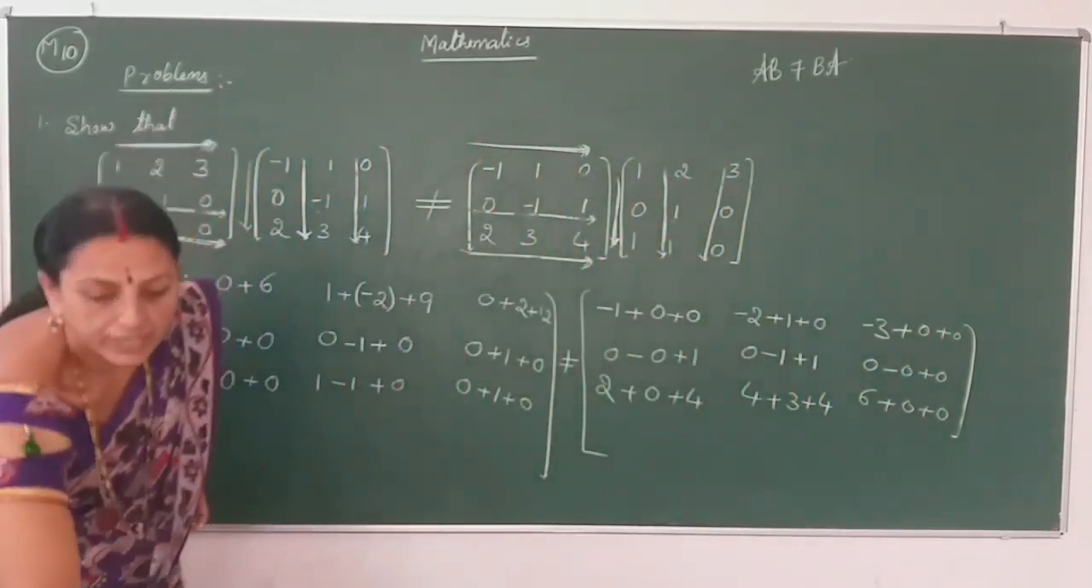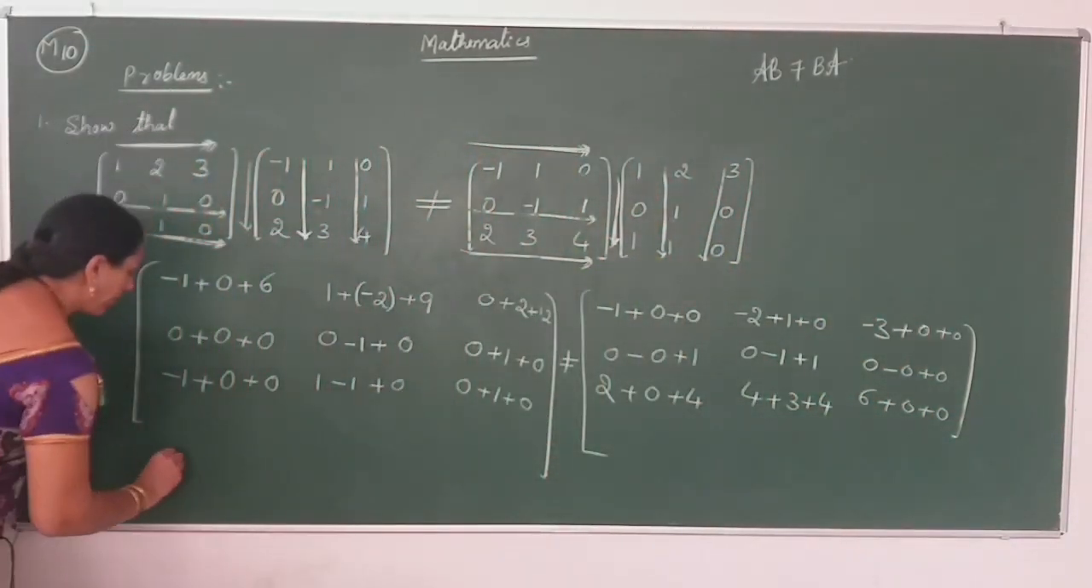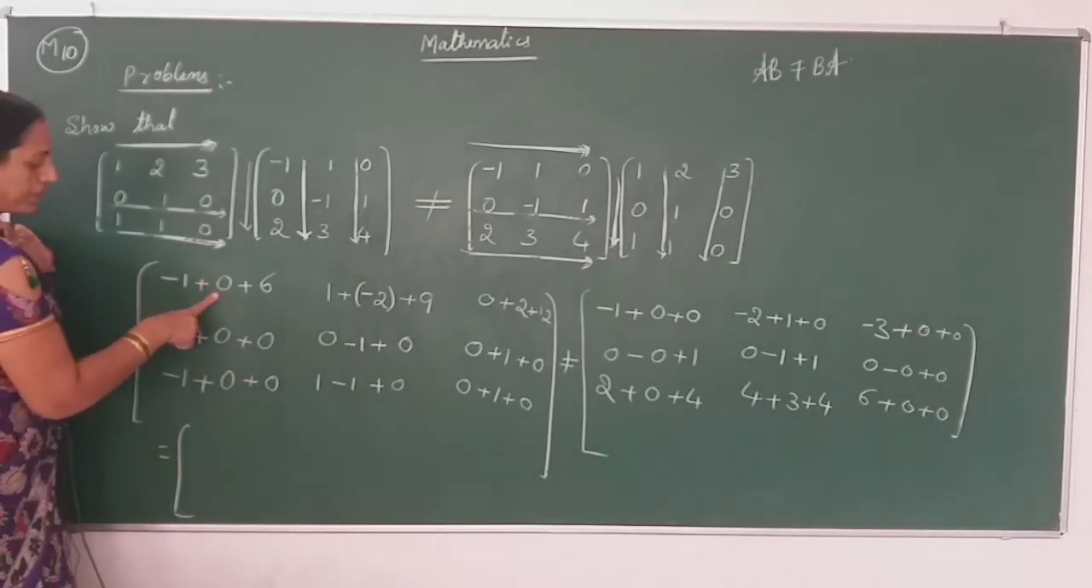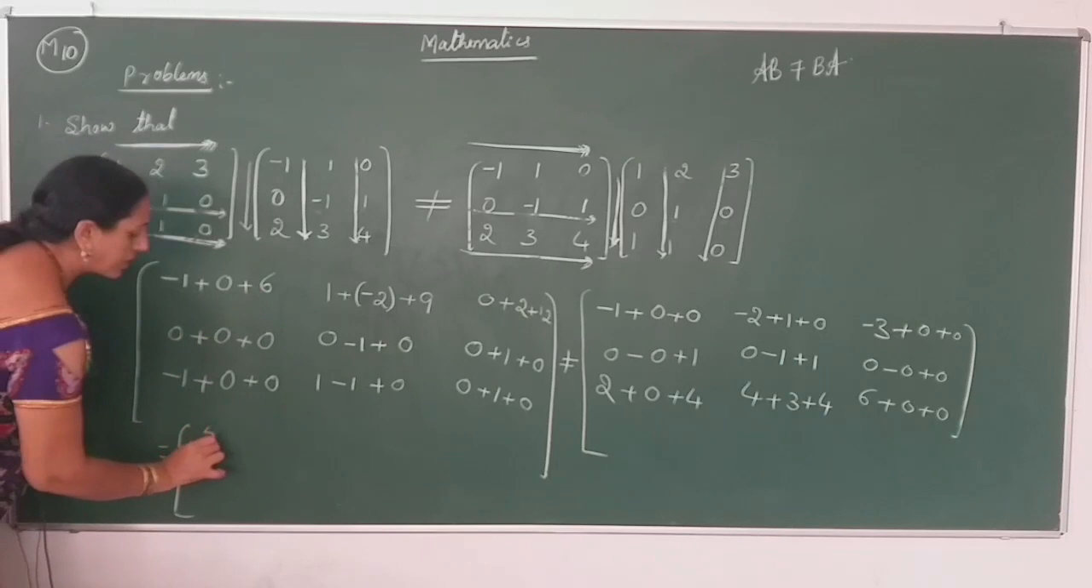Then we add the corresponding elements on both sides. In the first one, minus 1 plus 0 plus 6 is nothing but 5.